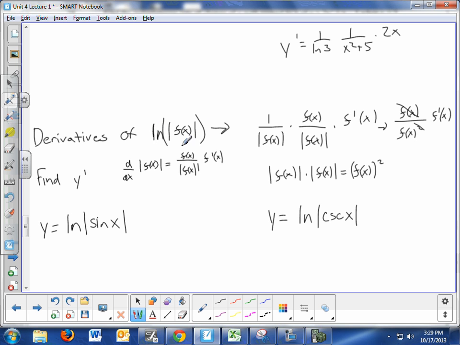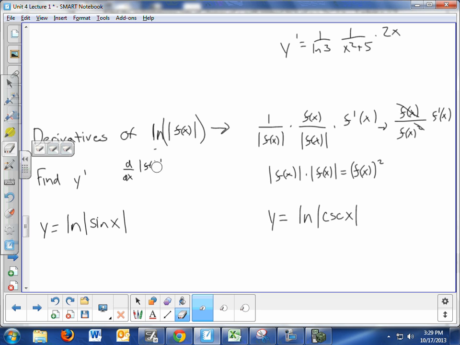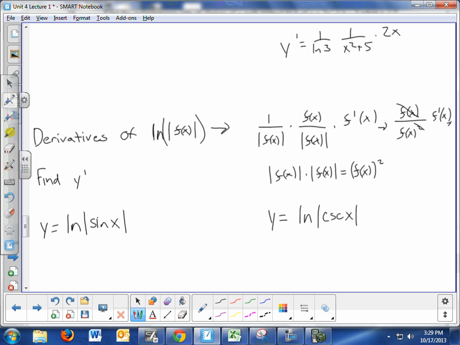And it turns out the derivative of the natural log of the absolute value of f of x is the same thing as the derivative of the natural log of f of x. The absolute value doesn't make it any more complicated. It is just, and I'll clear out some space here, 1 over f of x times f prime of x. That comes from here. The derivative is 1 over f of x times f prime of x. Okay, so we don't have to worry about the absolute values when we see them.